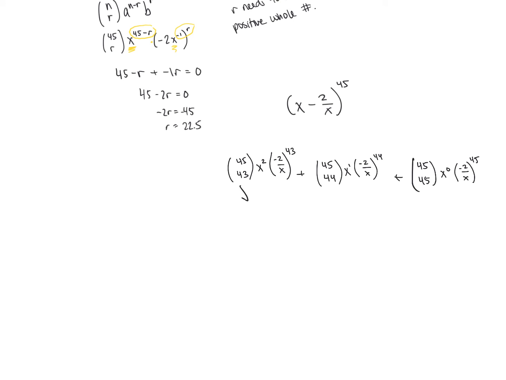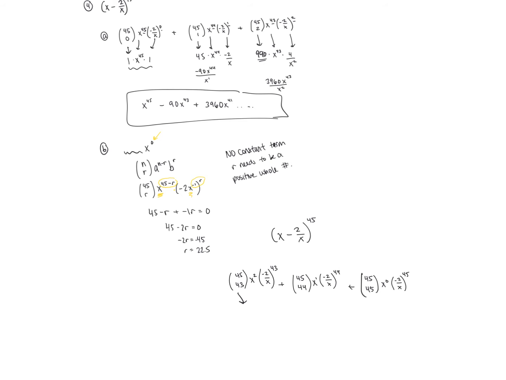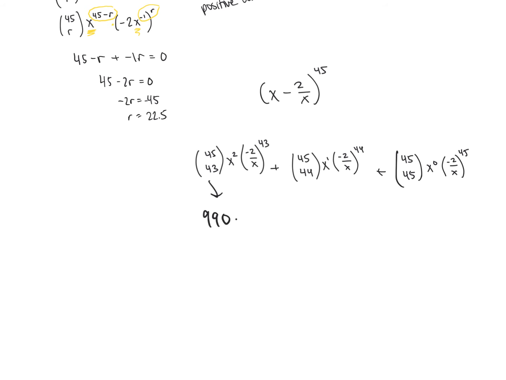Okay, so 45 choose 43 is actually going to be the same as 45 choose 2 because of symmetry: 990. If you don't believe me, do it in your calculator. Times x squared times negative 2 to the power of 43. Whew. It's a scientific notation number. It's negative 8.8 times 10 to the 12th over x to the 43.